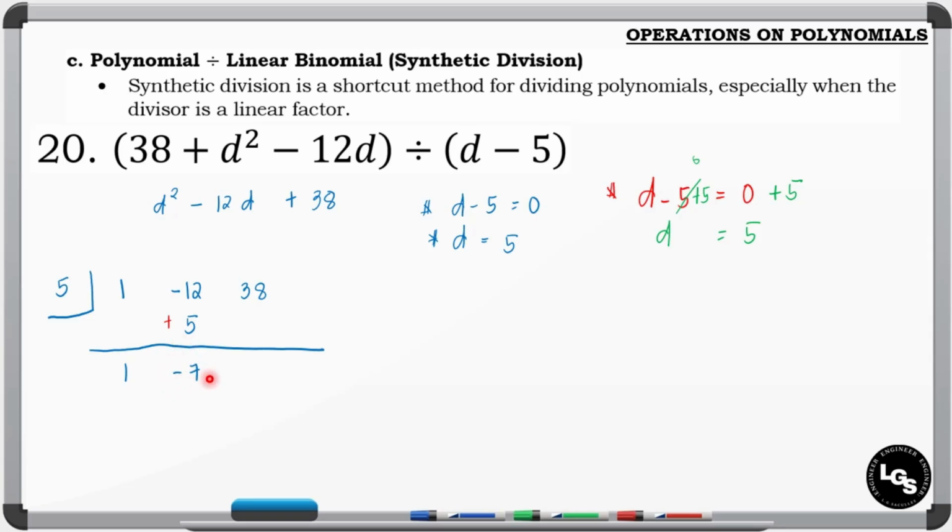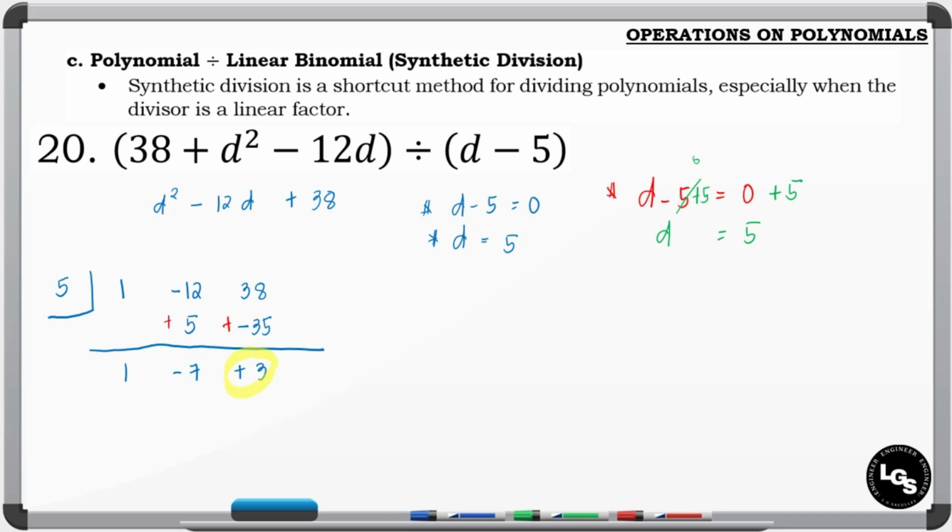Then again, negative 7 times 5, that is negative 35. Then repeat, add this column again. So 38 plus negative 35, that is positive 3. There are no more terms, so this is the end of our synthetic division. And again, this is our remainder. If you go back to the long division process, we have there the remainder 3.